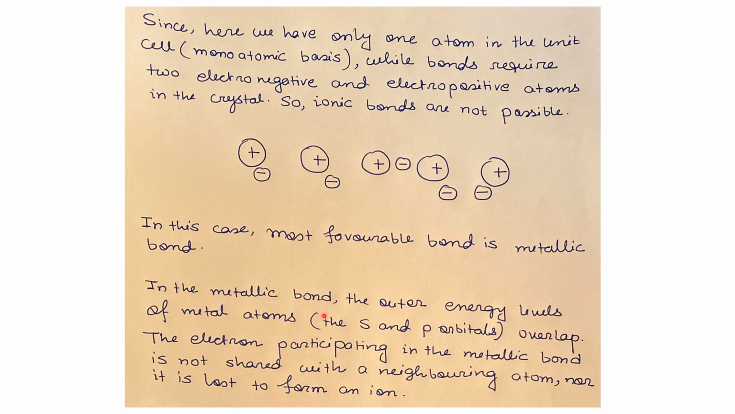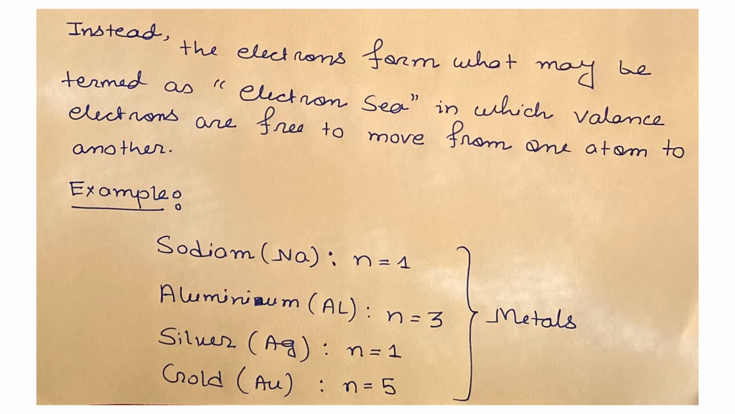In the metallic bond, the outer energy levels of metal atoms, the s and p orbitals overlap. The electron participating in the metallic bond is not shared with a neighboring atom, nor is it lost to form an ion. Instead, the electrons form what may be termed as an electron sea, in which valence electrons are free to move from one atom to another. Let us consider some examples.